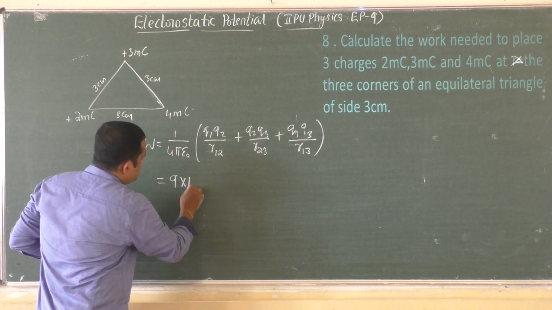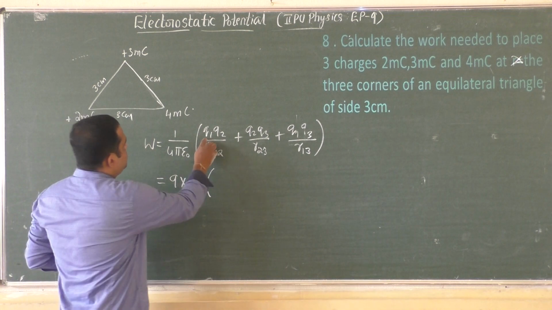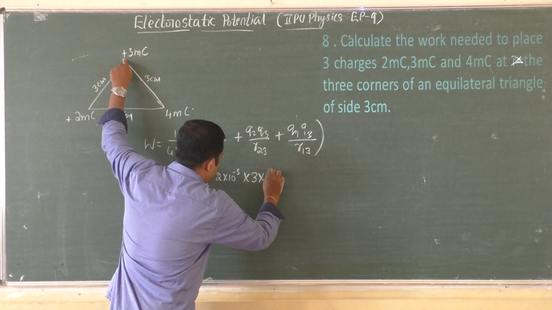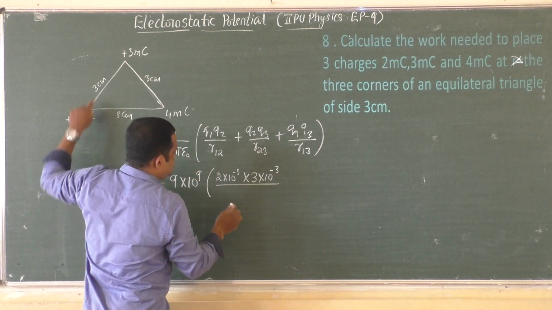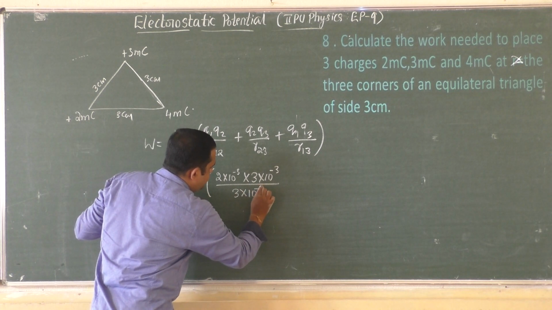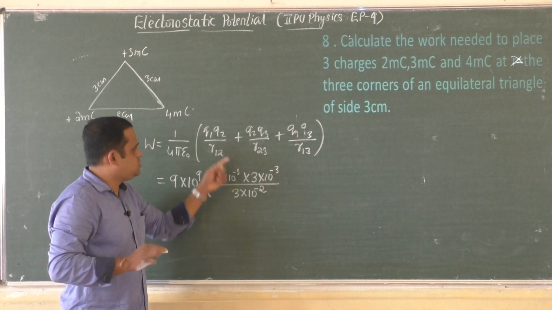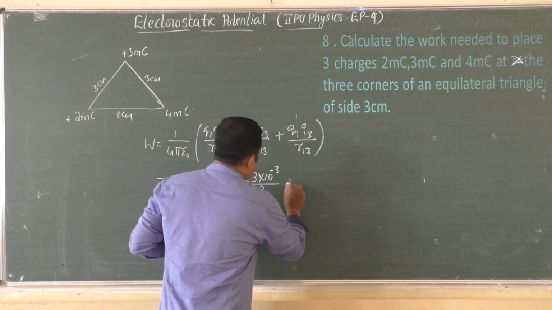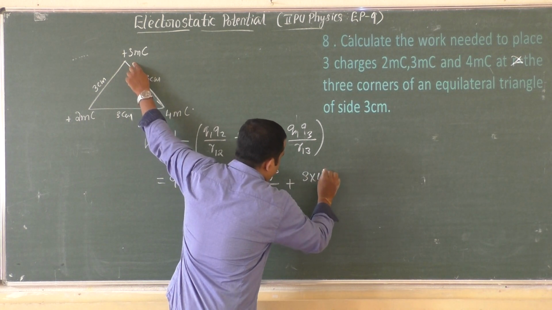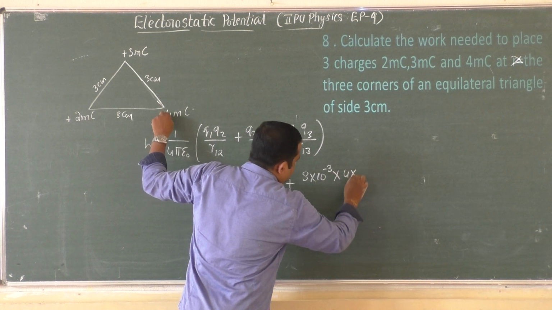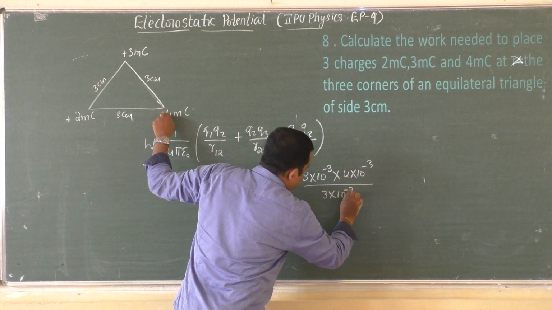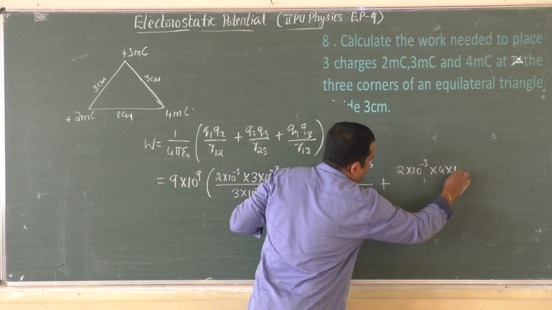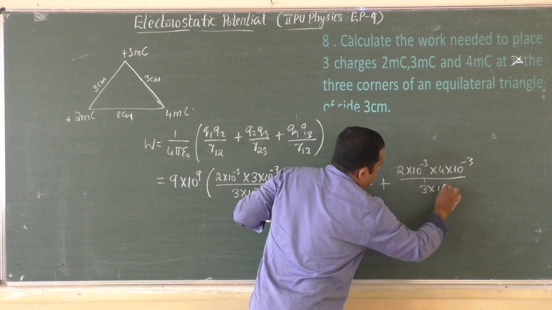Substitute the values: 9 into 10 to the power 9 into Q1 into Q2, Q1 is 2 into 10 to the power minus 3, into Q2 is 3 into 10 to the power minus 3, divided by the separation between the charges, which is the side length, 3 centimeter, 3 into 10 to the power minus 2. Remember this condition while calculating any values: the distance must be in meters, in SI units. Plus Q2 Q3, 3 into 10 power minus 3 into 4 into 10 power minus 3, divided by 3 into 10 power minus 2, plus Q1 Q3, that is 2 into 10 power minus 3 into 4 into 10 power minus 3, divided by 3 into 10 power minus 2.